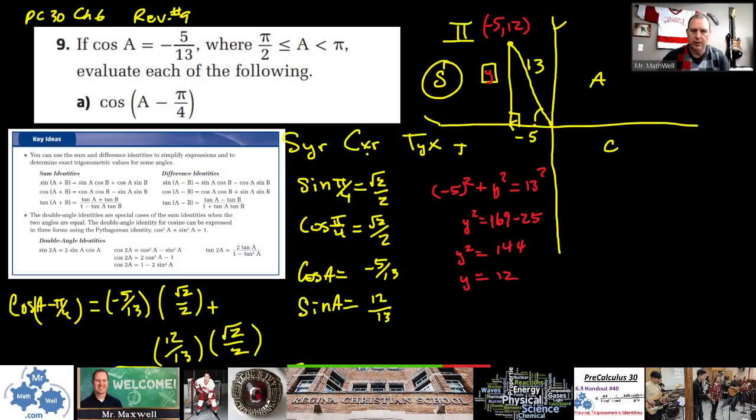All right, here we are, Pre-Calculus 30. This is Chapter 6, review question number 9. We're talking about trigonometric identities, evaluating cosine, sine, tangent using our identities.